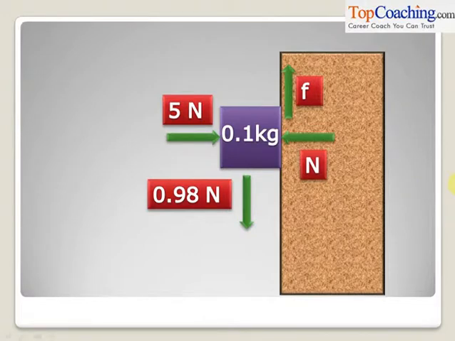The friction force is acting upwards because it is trying to prevent the relative motion between this block and the wall. Isn't it? The block tends to fall down because of the gravitational force and the friction tends to not allow the block to fall down.